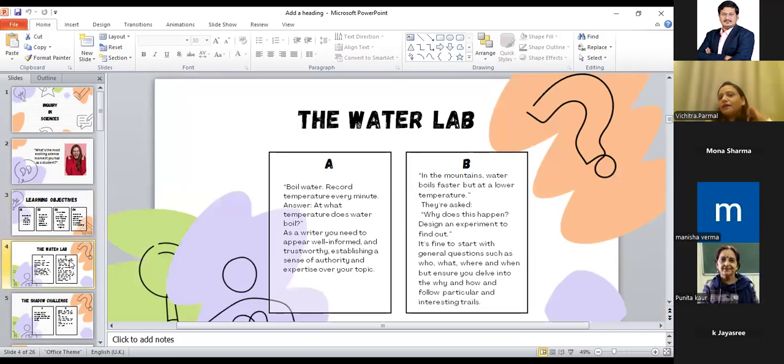So here are two classroom scenarios, class A and class B. The water lab is something which the class is about to study or ponder. So look at scenario A. Boil water, record temperature every minute. At what temperature does water boil?